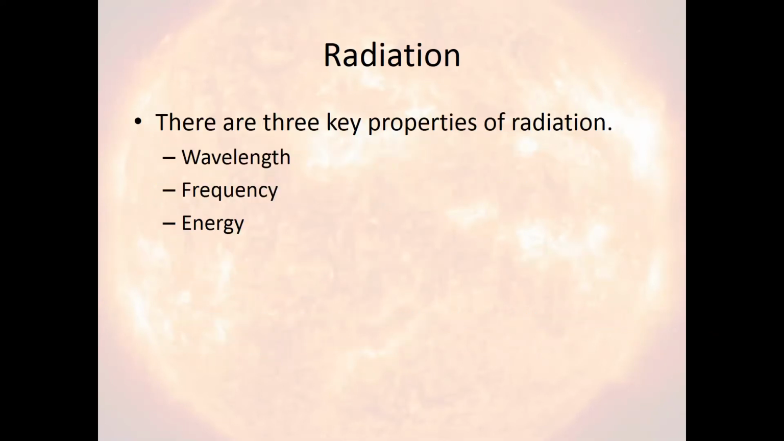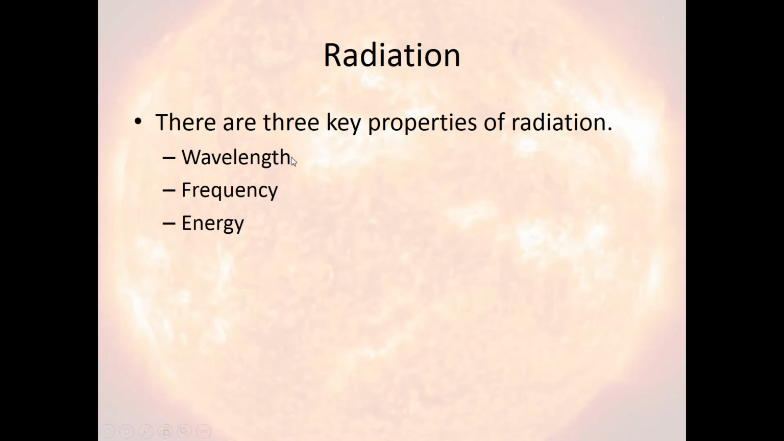Now, with that said, there are three key properties of radiation: wavelength, frequency, and energy. And I'm going to spend a couple of minutes talking about each one. With that said, the kingpin of them all is wavelength.